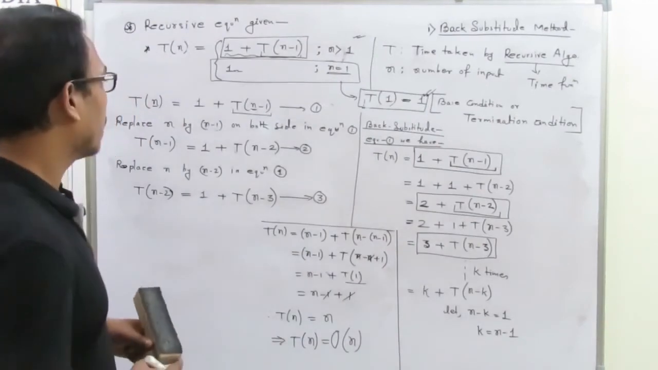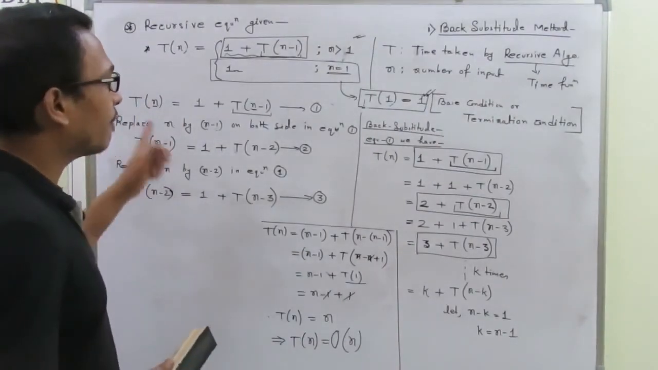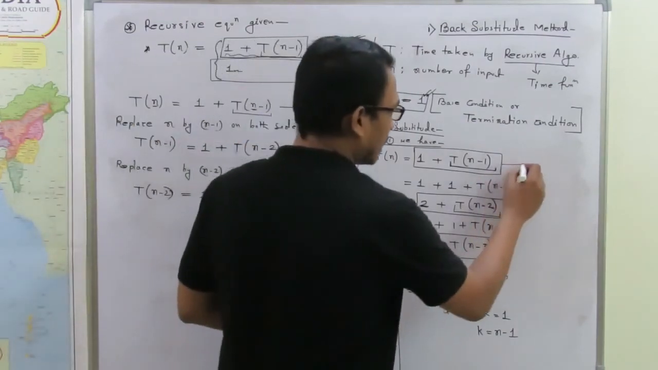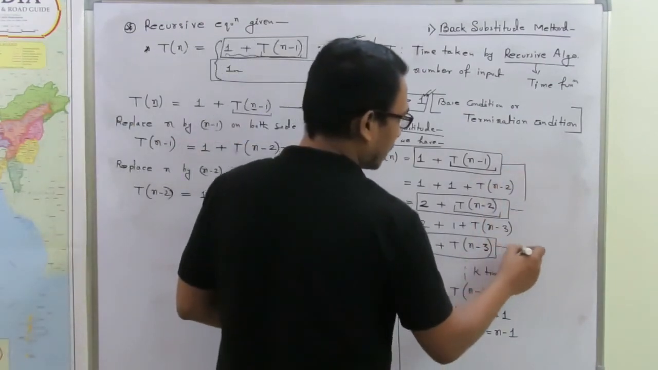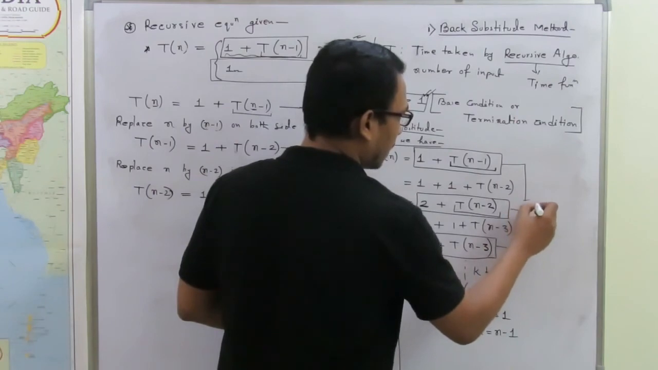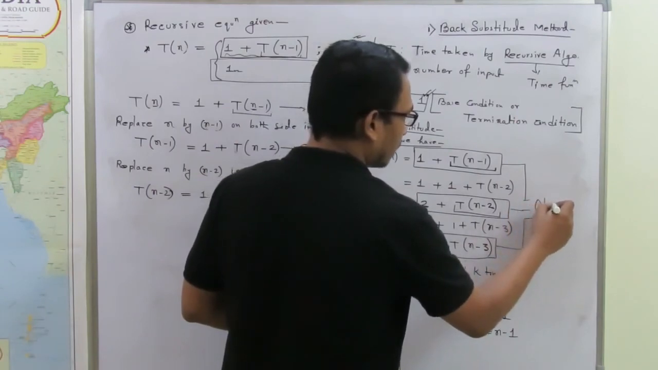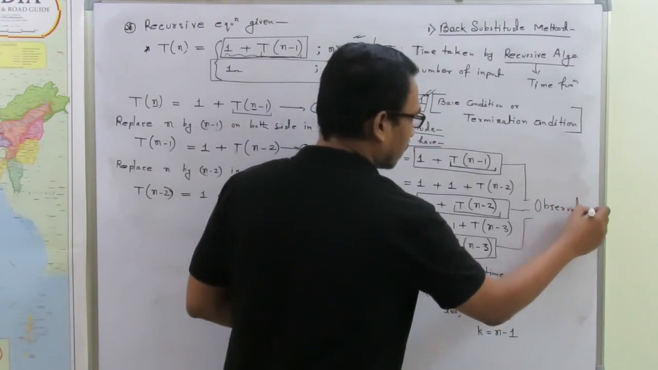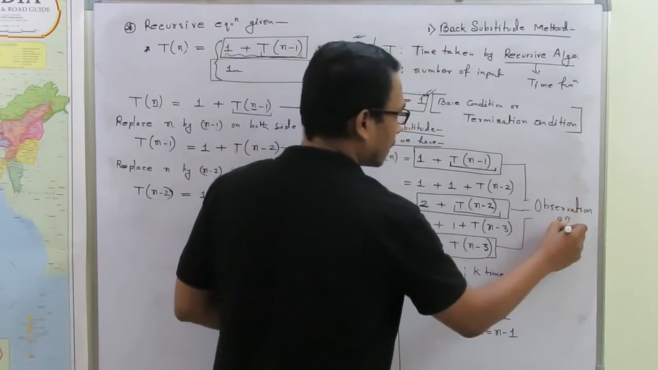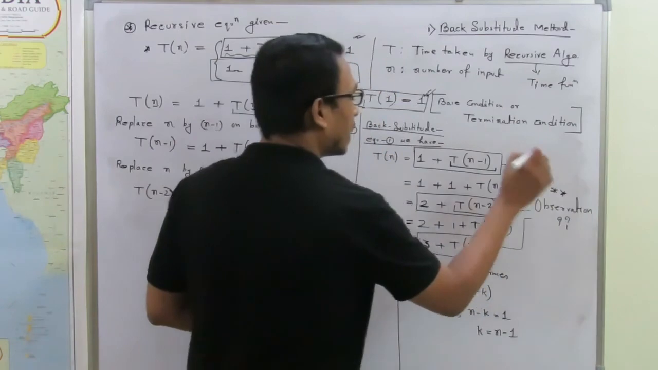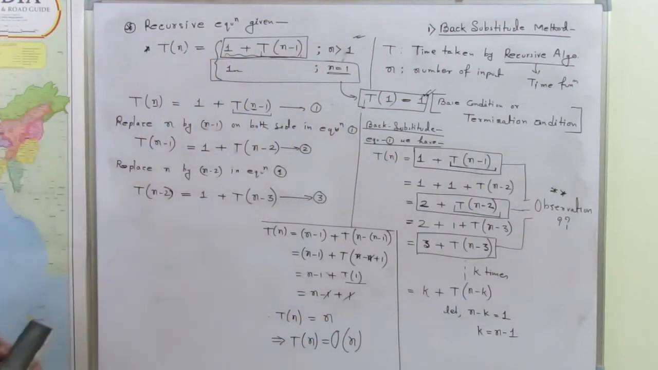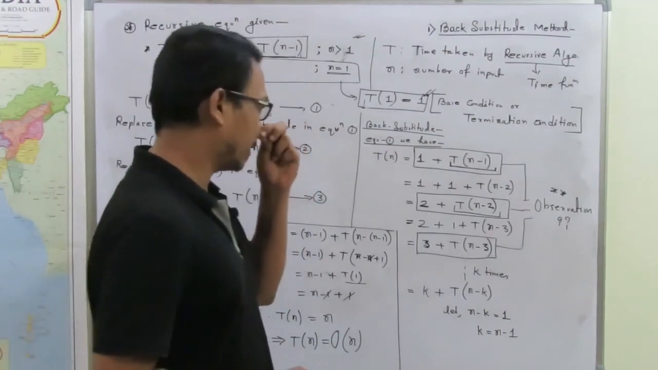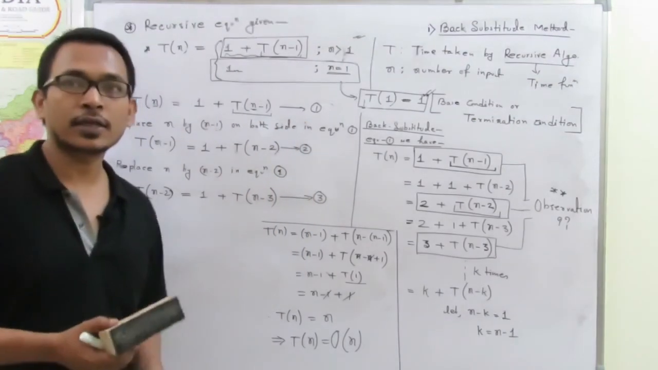Now, where is the toughest part in the back substitution method? The toughest part is to observe the pattern here. Observation is the toughest part. Nothing else is tough or hard in the case of the back substitution method. Hope you understand the concept.